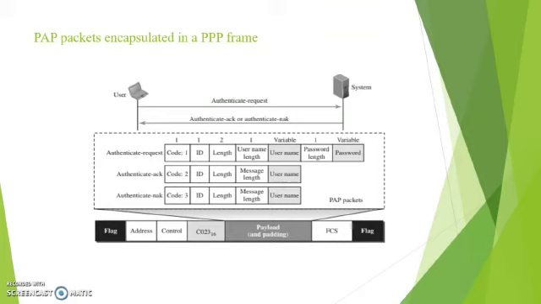This is the representation of the password authentication protocol. The user has to send the authenticate request to the system. If the system accepts the request, it will send an authenticate acknowledgement, or if it denies the request, it sends the authenticate negative acknowledgement. The authenticate request contains code of type 1, then ID of the destination, length, username length, username, password length and password. Authenticate acknowledgement consists of code 2 type, ID, length, message length and message. Authenticate negative acknowledgement contains code 3 type, ID, length, message length and message.